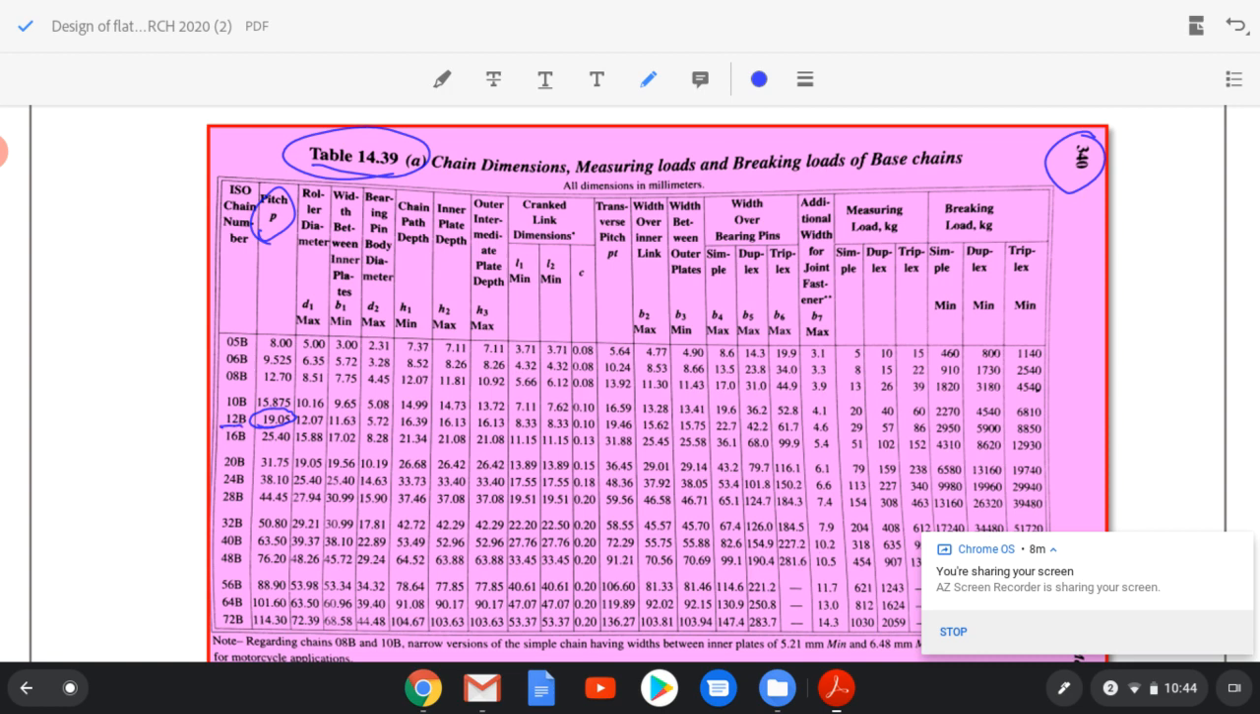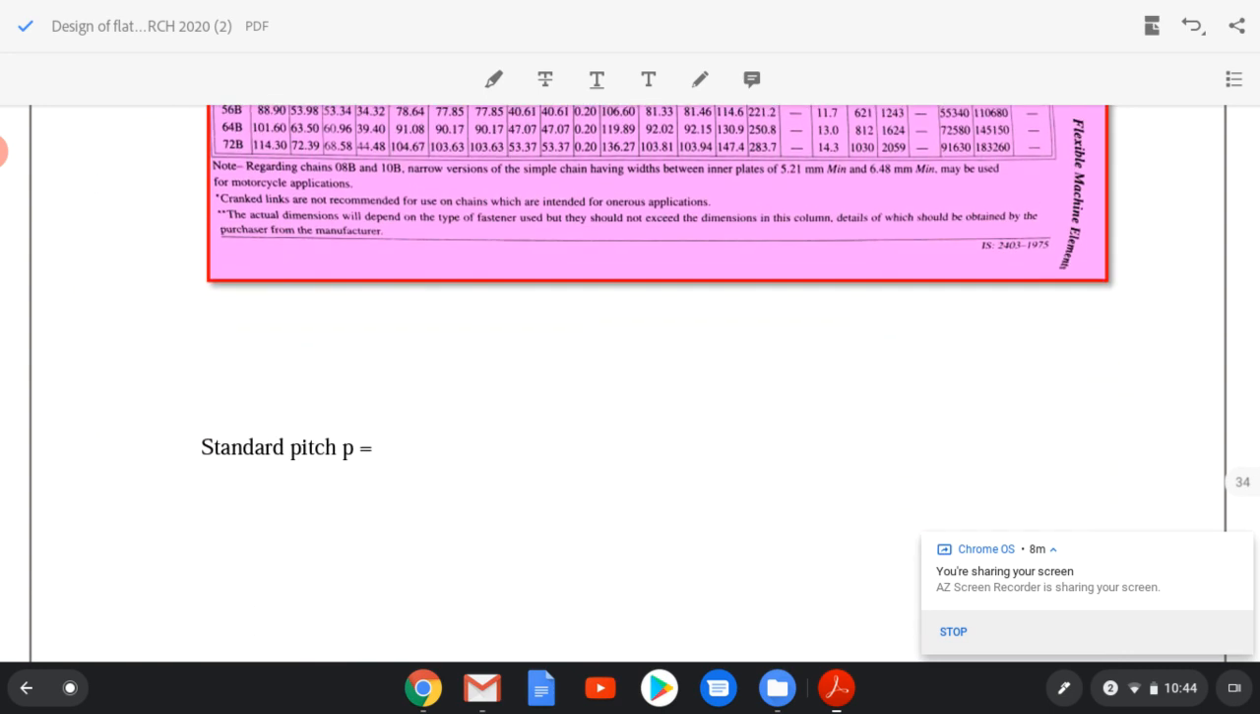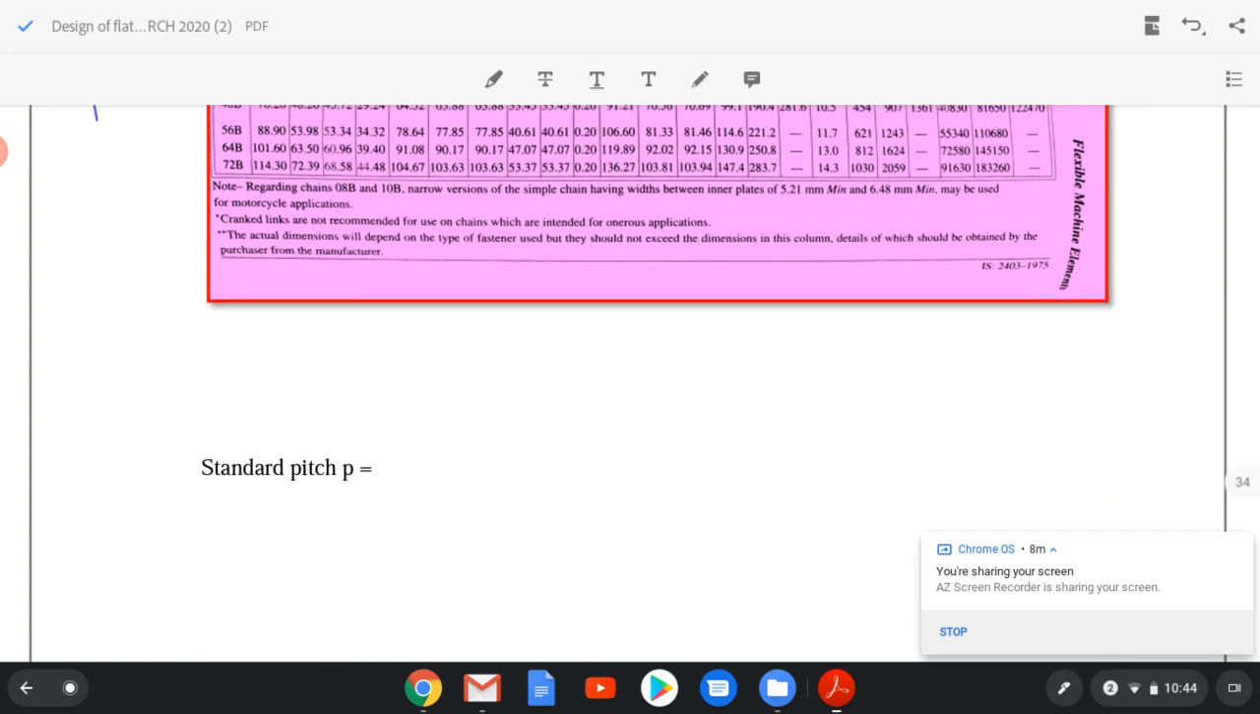So I will select ISO 12B, for which the breaking load is also given: 29505, 9008850. These values are also needed for our calculations. So as of now we will take this pitch P equal to 19.05 as a standard value for this application. So I will select standard pitch P equal to 19.05 mm and the chain specification is ISO 12B.